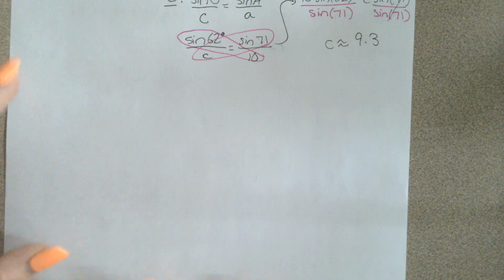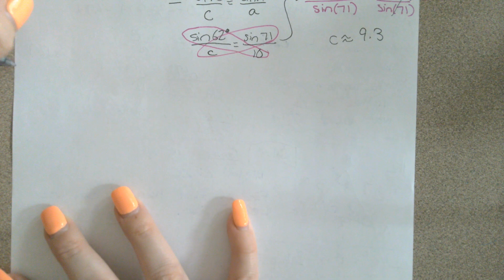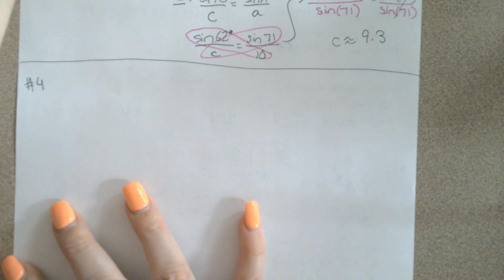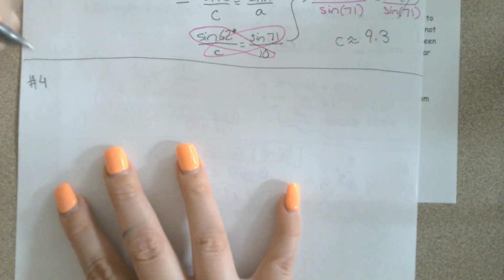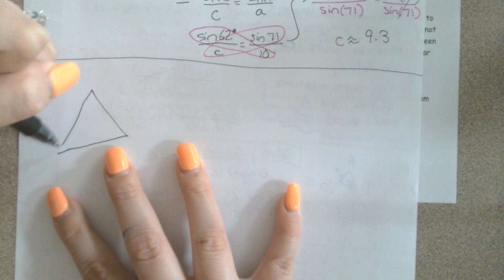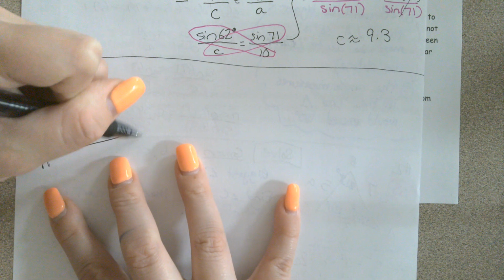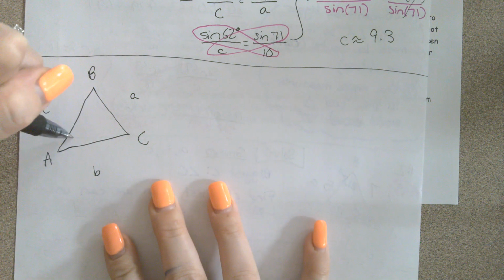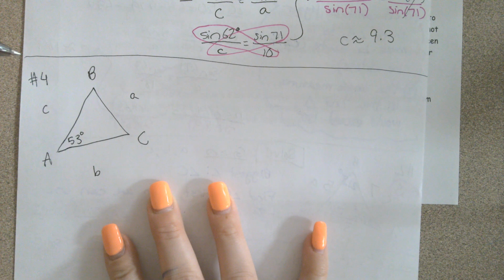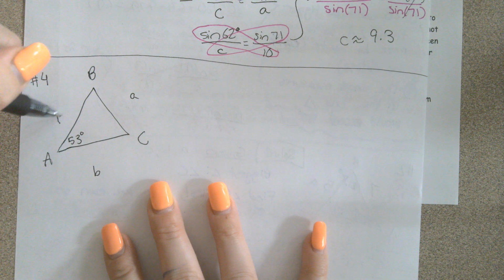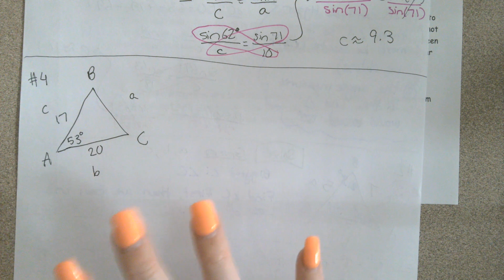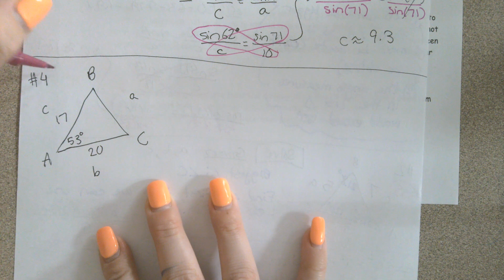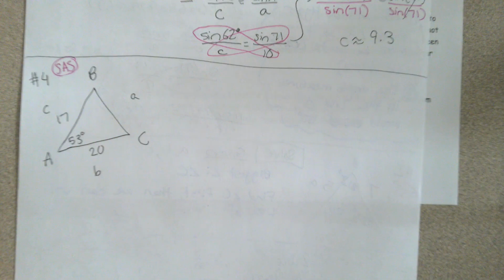We have one more of these, number 4. Triangle ABC. Angle A is 53 degrees. Side C is 17, and side B is 20. So here we have two sides with an angle in the middle. That is a side angle side triangle.